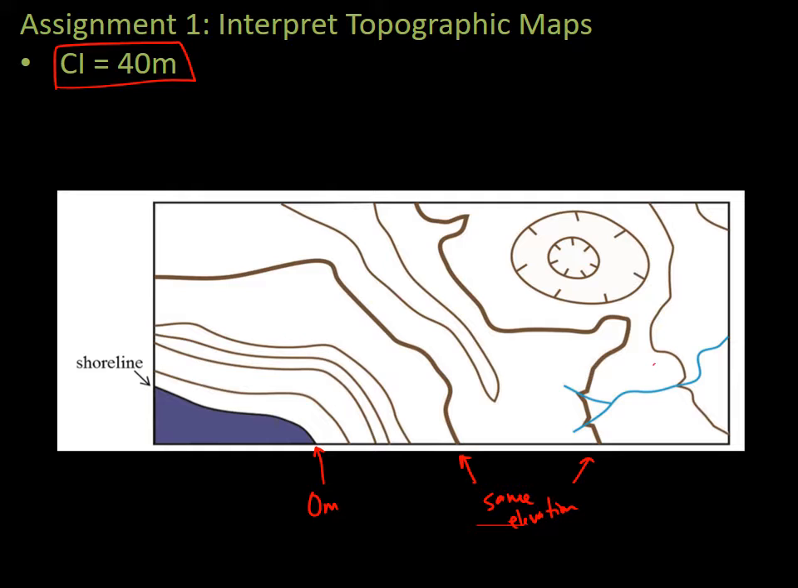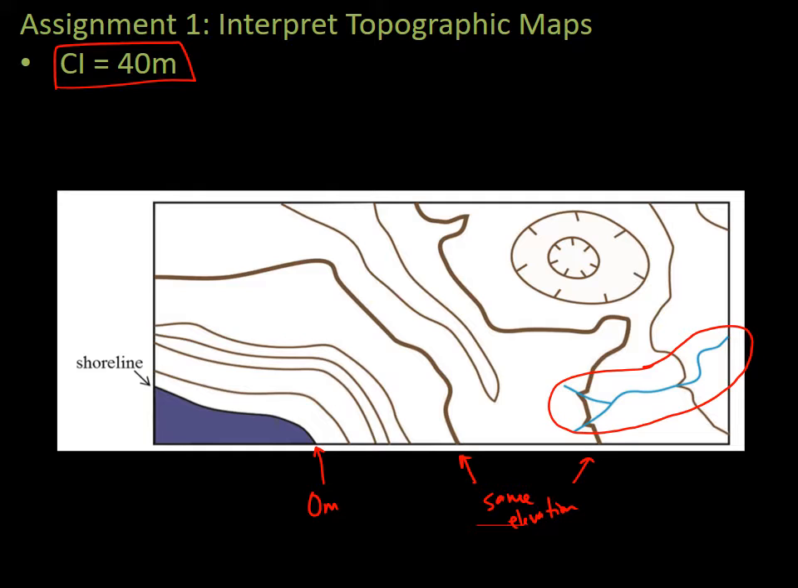Another hint is related to this feature here. This blue line represents a stream. And so we can use this to figure out which way is uphill and which way is downhill in this section of the map. So here's the hint. When two streams meet, they join and flow in the downhill direction together. They join together, but they don't split. When streams are flowing downhill, they join together, but they don't split.